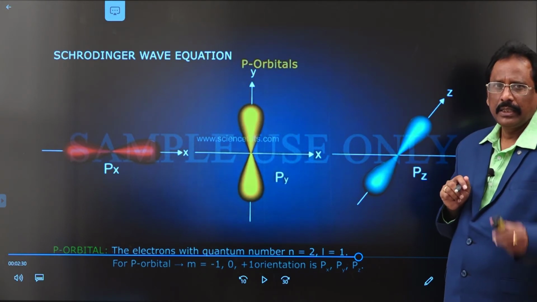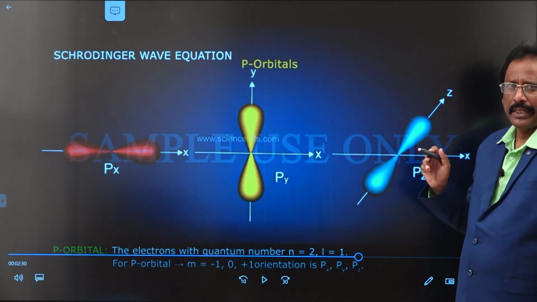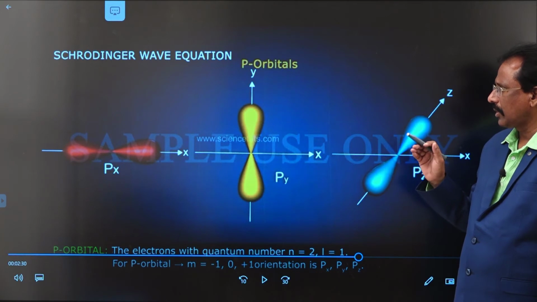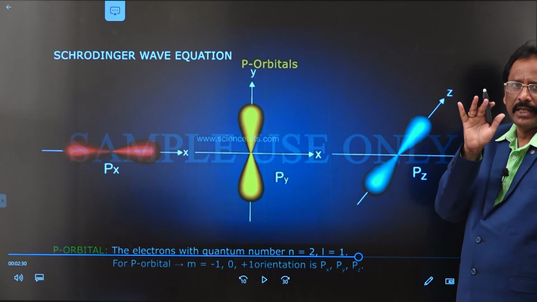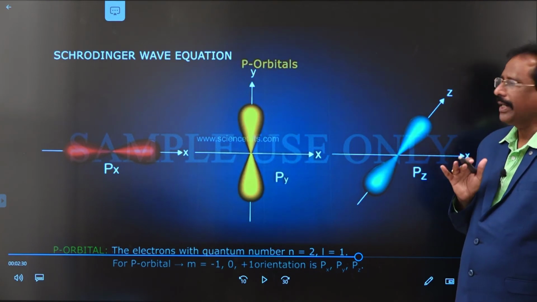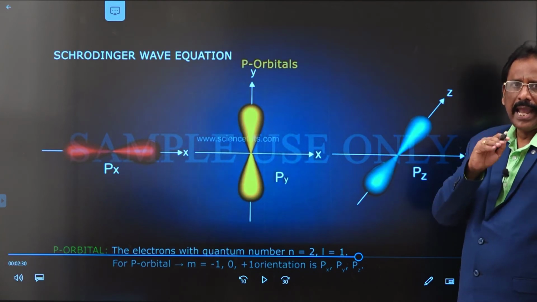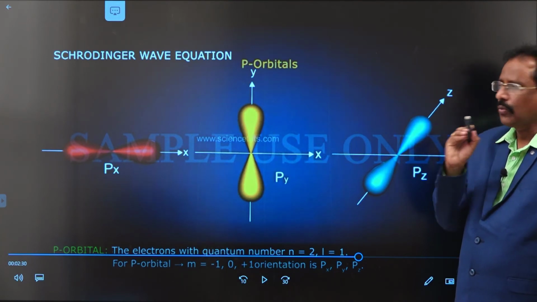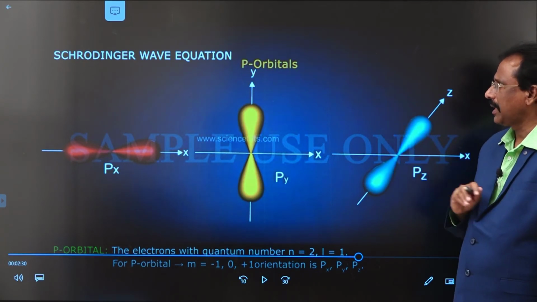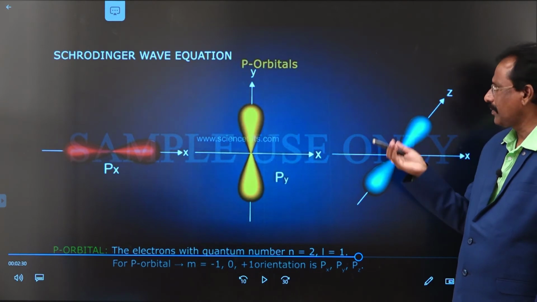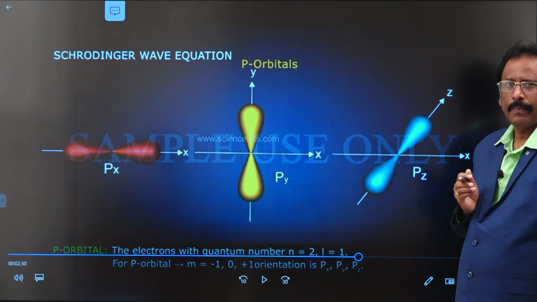So finally, there are three important points. The formula used to calculate the number of spherical nodes or radial nodes is equal to n minus l minus 1. And second, the number of nodal planes or angular nodes is equal to the azimuthal quantum number value. For p orbital, l is equal to 1. That's why each p orbital contains only one nodal plane.